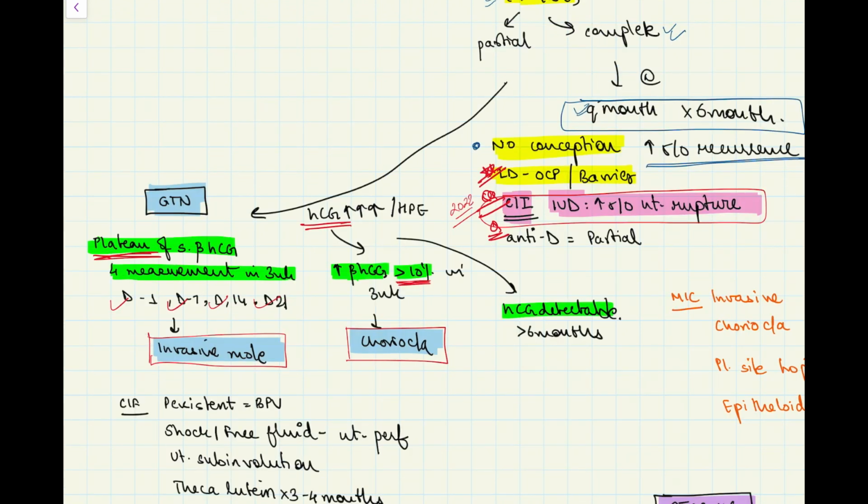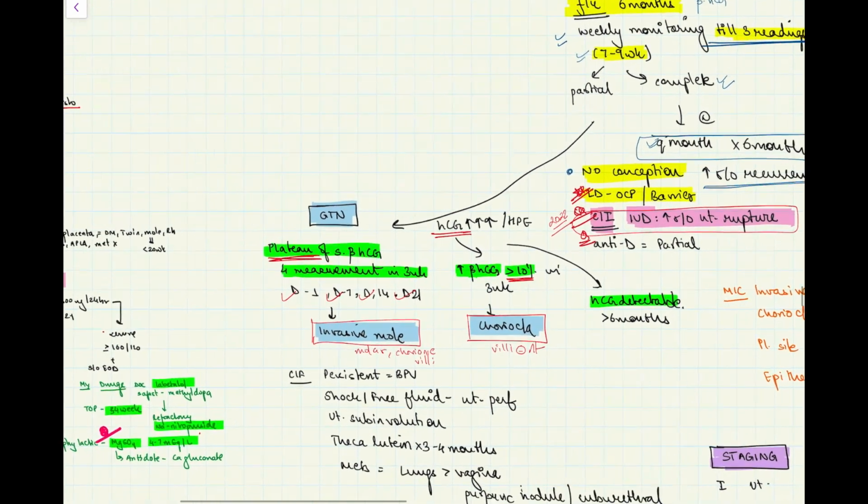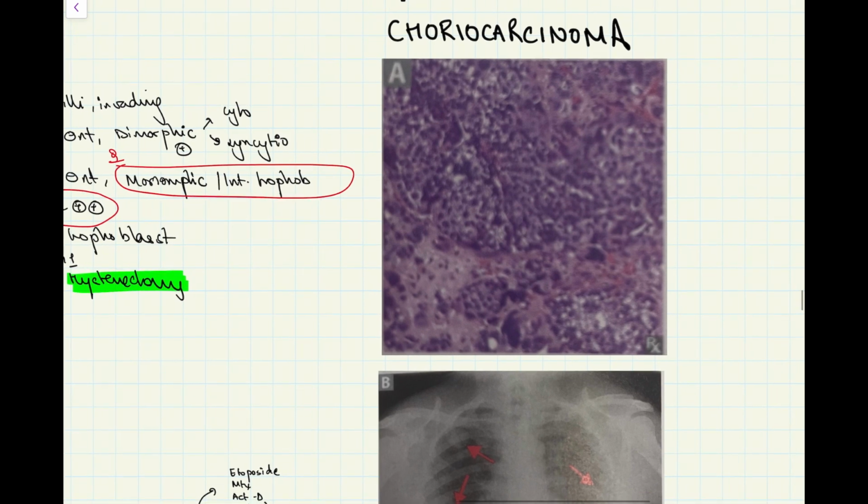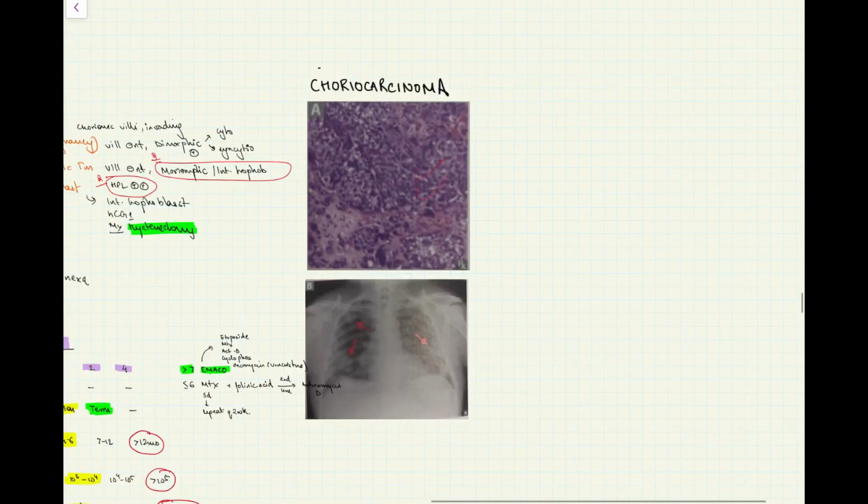Now, invasive mole is associated with molar pregnancy, and here on histopath you can see chorionic villi invasion. While for choriocarcinomas, the villi are absent. It is basically a malignancy of the trophoblastic tissue. So these are all trophoblastic tissue, and here we can see that there are no villi. No villi are seen on histopath. What we can see are dimorphic trophoblast. That is, there is presence of cytotrophoblast and syncytiotrophoblast.